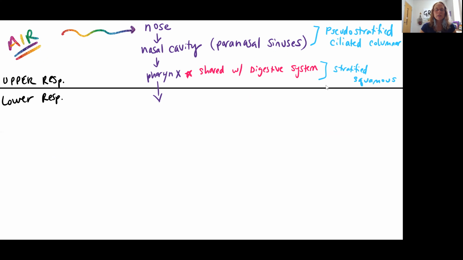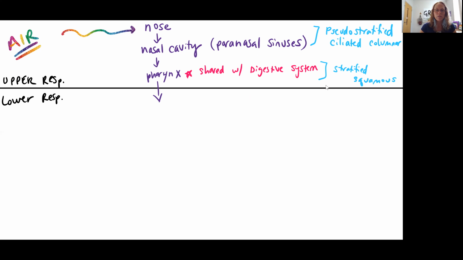Because the pharynx is combined with the digestive tract, we will see a different type of epithelial tissue lining it. So we have stratified squamous epithelium for protection from the abrasion of food and drink that we don't need in the rest of the respiratory tract. The nose and the nasal cavity are both lined with the pseudostratified ciliated columnar, and we'll see that's part of the respiratory defense mechanism.